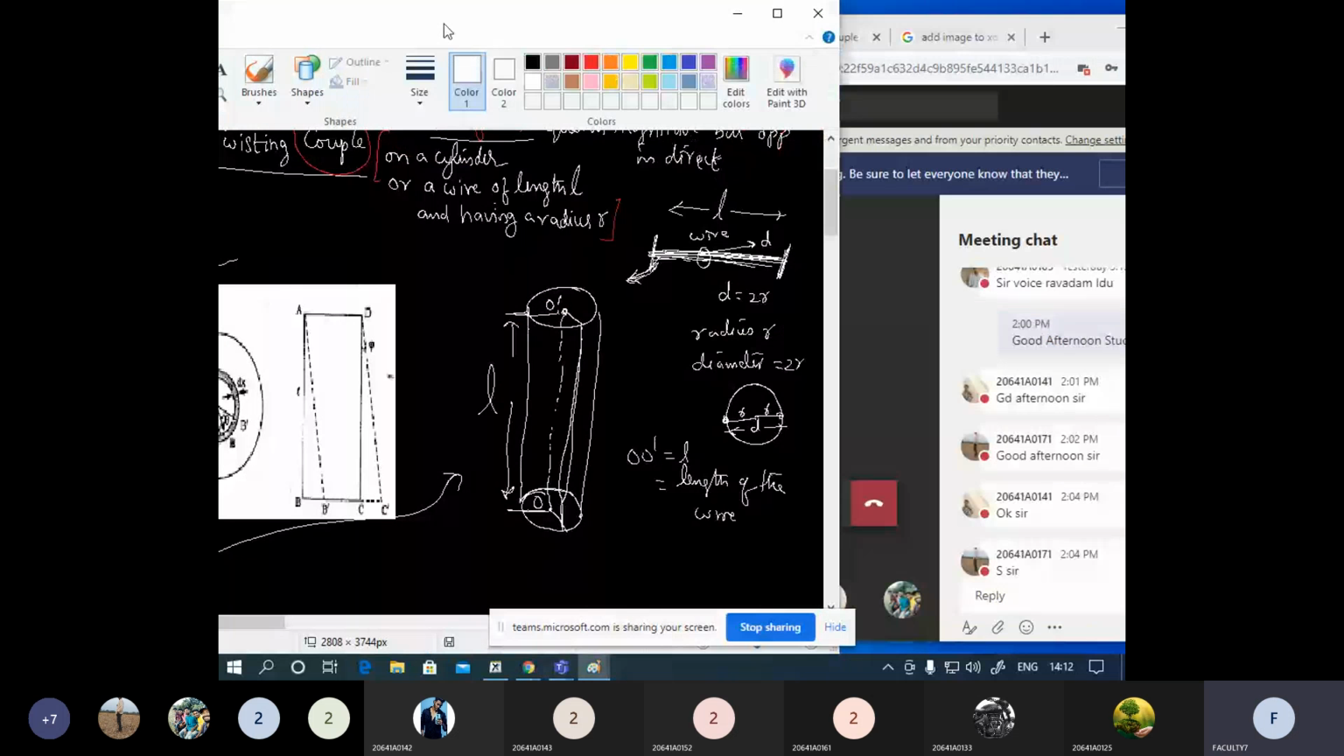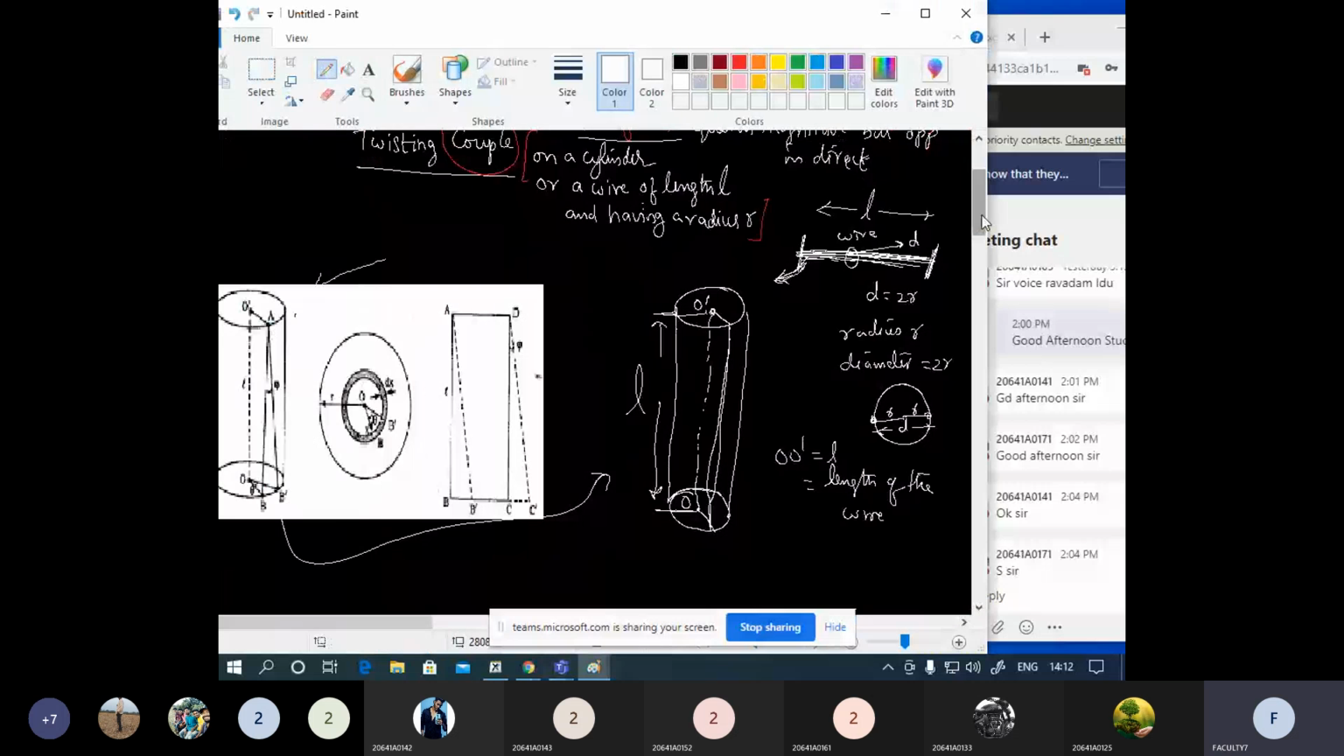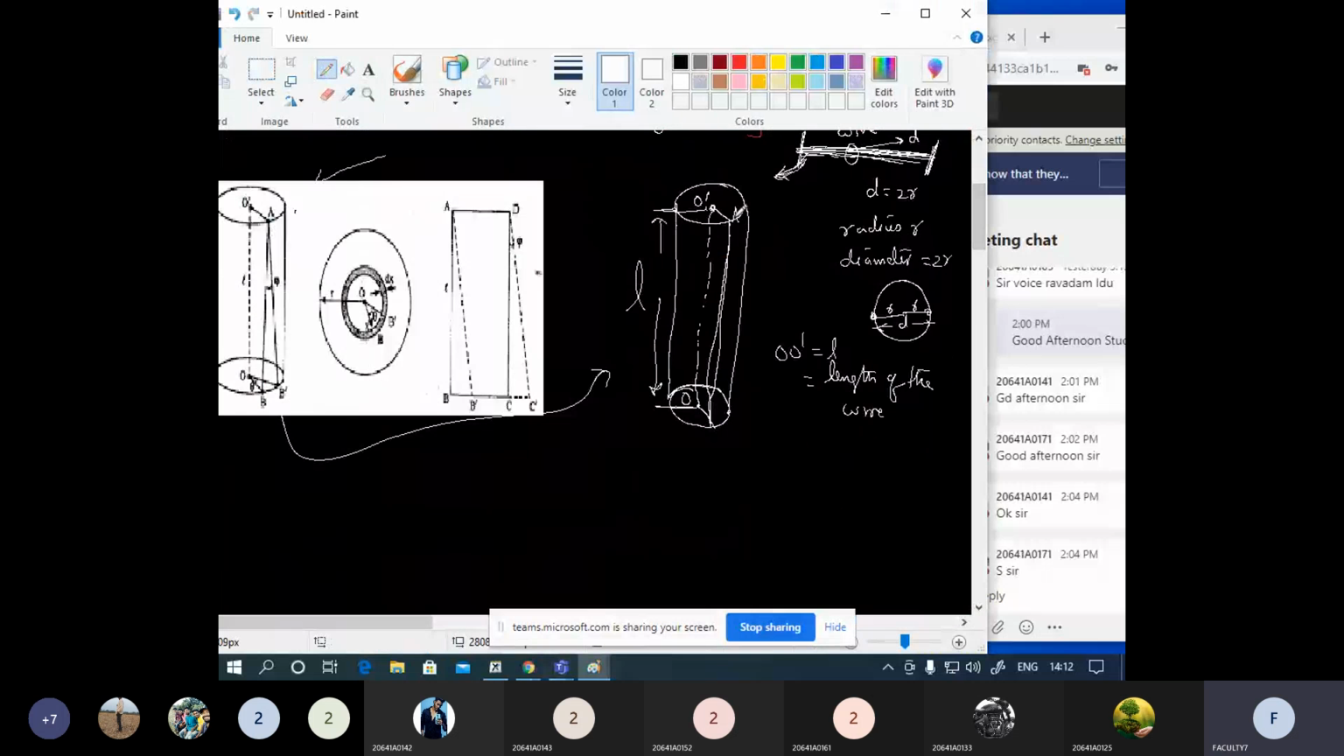Okay, now let us take point A and point B. Now if you apply a couple on the bottom surface here, we need to consider that this wire is hanged. The wire is hanged at the top end.